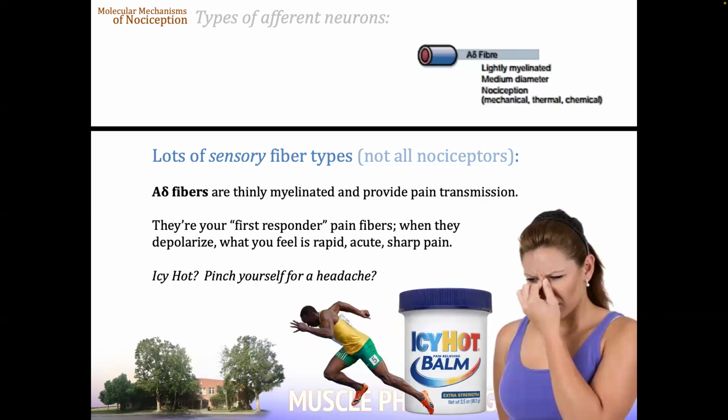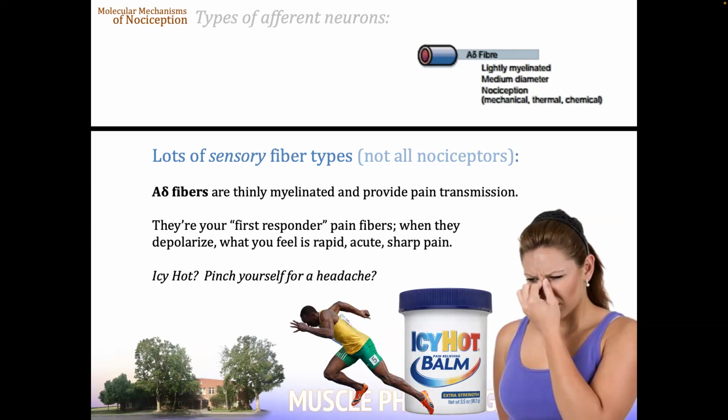Getting to the A delta fibers, again, these are the ones that have a little bit of myelin. They have some myelin, not as much. They aren't as fast as the A alphas and A betas. They're world-class sprinters, like Usain Bolt and whatever. That's how fast the nerve conduction velocity is in these.